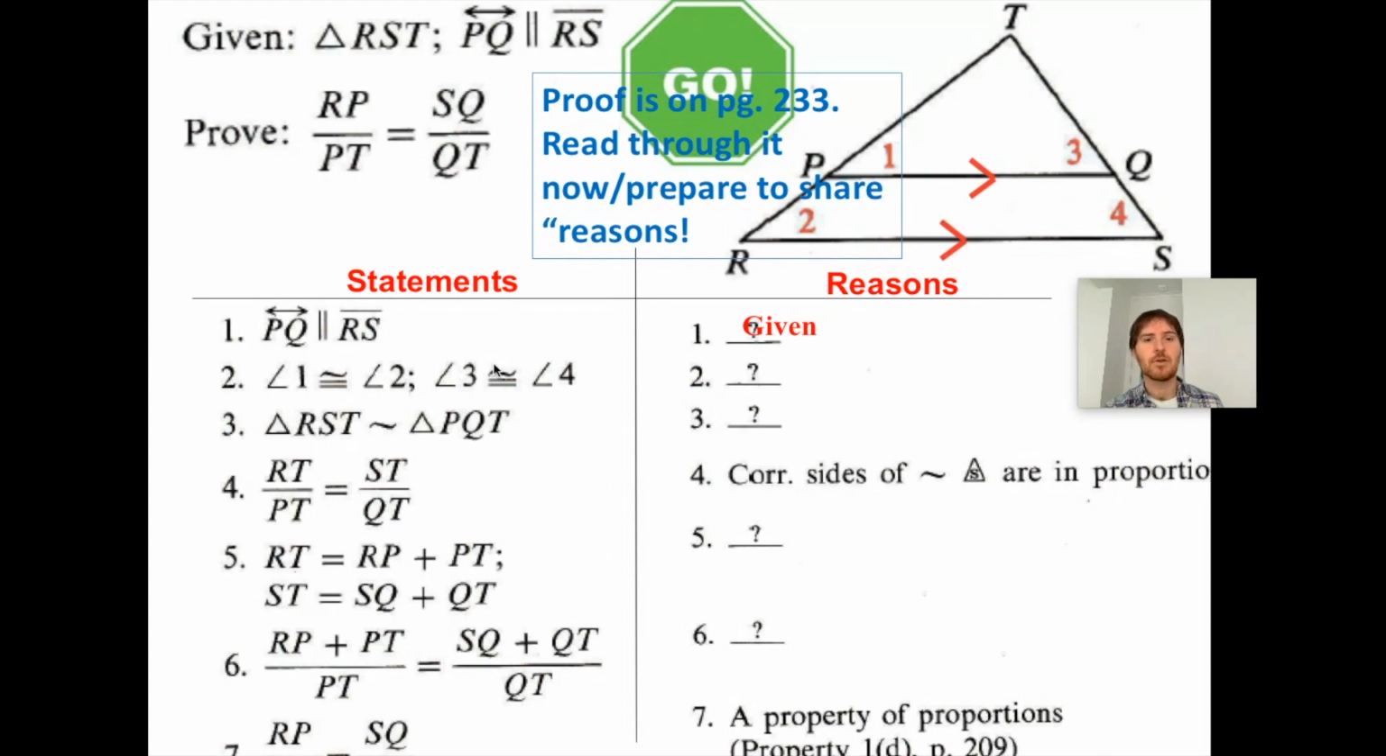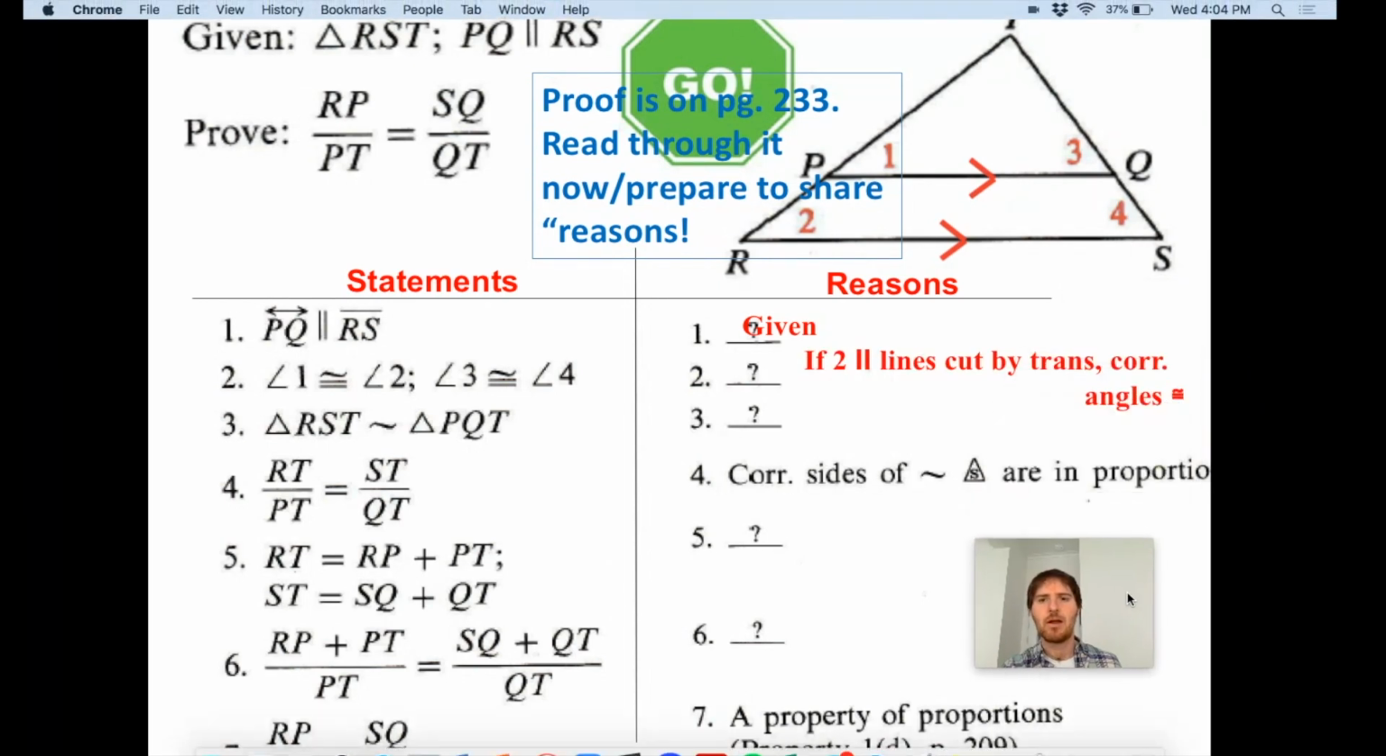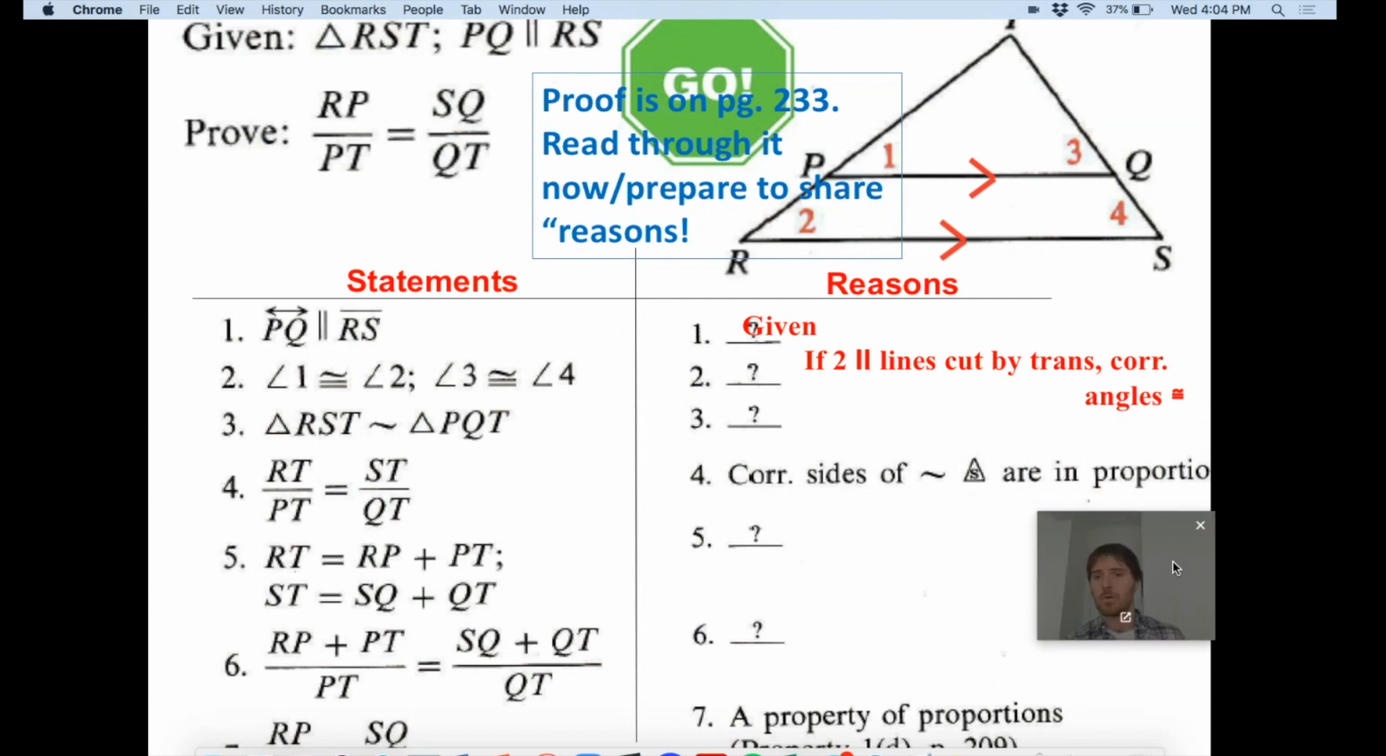Anyways, angle 1 is congruent to angle 2, angle 3 is congruent to angle 4. How do I know that? Well, I have parallel lines cut by a transversal there, and another transversal there. So 1 and 2 are congruent, and 3 and 4 are congruent, because they are corresponding angles. If two parallel lines are cut by a transversal, then the corresponding angles will be congruent.